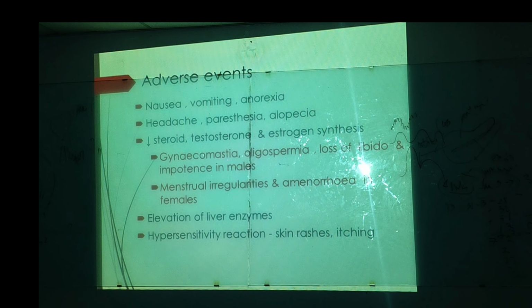These are the adverse events: nausea, vomiting, anorexia, headache, paresthesia, and alopecia. Ketoconazole can decrease synthesis of steroids, testosterone, and estrogens. So low estrogen will lead to gynecomastia, oligospermia, loss of libido, and impotence in males, while decreased estrogen synthesis will lead to menstrual irregularities and amenorrhea in females.